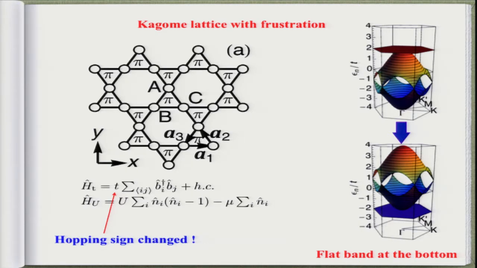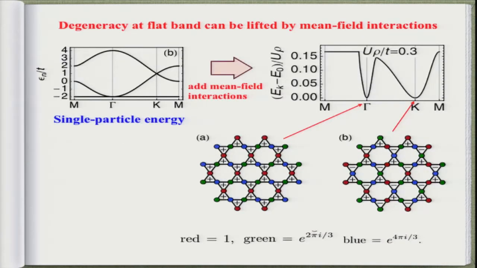Now you will have a situation where bosons will see a lot of degenerate states at the single particle level. Now how will this work out? The first thing we notice is that if you add the interaction, even at the mean field level, it will already lift the single particle degeneracy of the flat band, because different states have different mean field interaction energy.